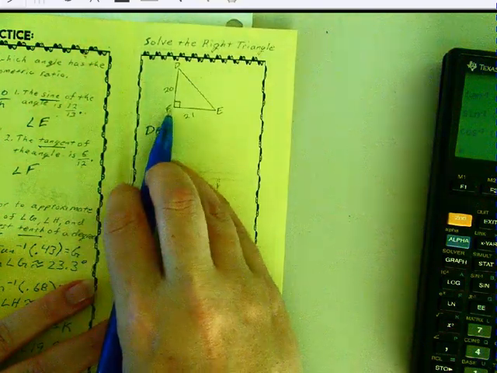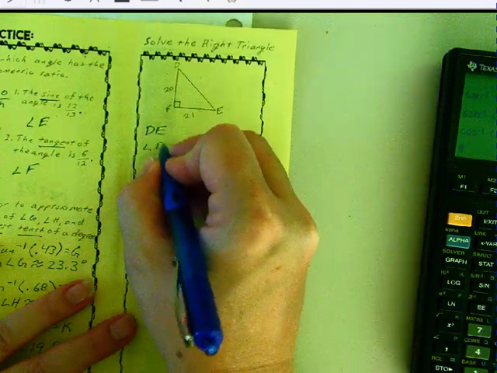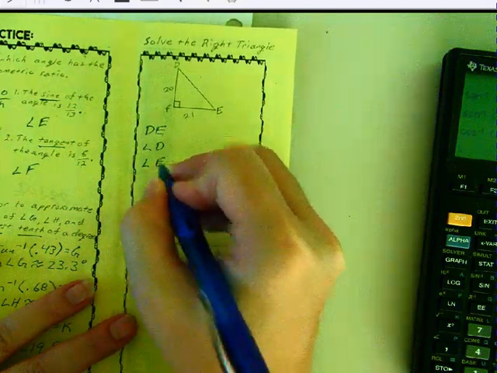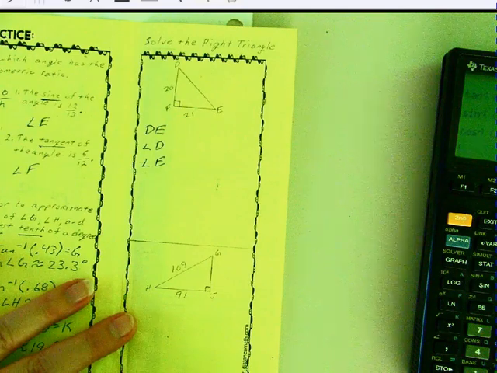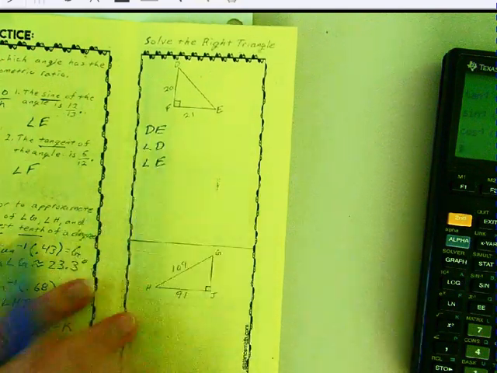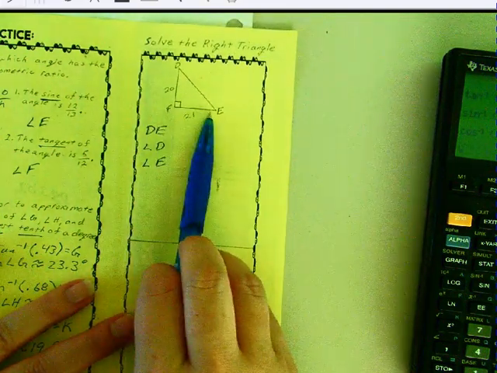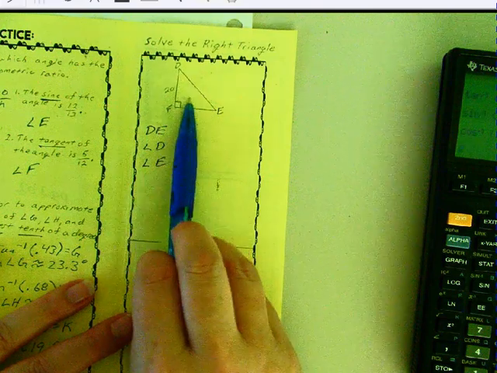We know angle F, but we don't know angle D or angle E, so we're going to do angle D and angle E. So we need to find all three of those pieces. So I'm going to start out with DE. You can do this a couple different ways. If you have your angle measurements here, you can use a trig function to find your missing side.